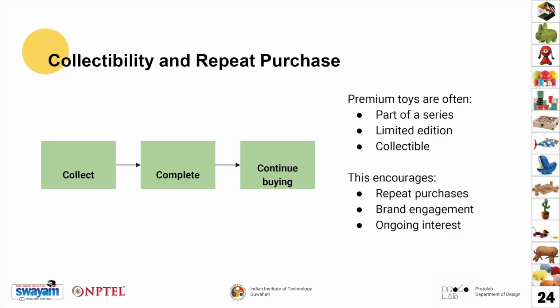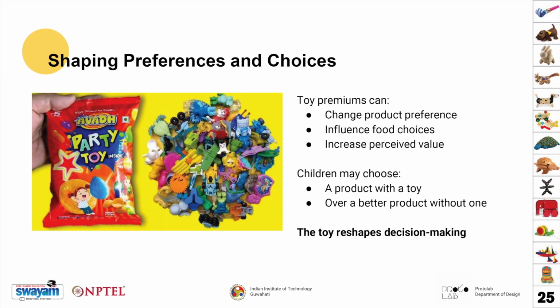Children may ask for the product multiple times, not because they need the product itself, but because they want to complete the collection. This strategy increases both short-term sales and long-term brand recall. Toy premiums do more than just attract attention. They can effectively shape decision making. Studies have shown that when a toy is paired with a product, children are more likely to choose the product, even when alternative options may be more beneficial or desirable.